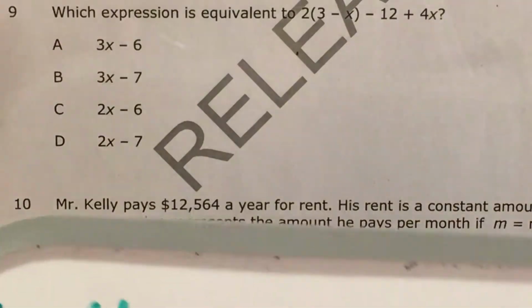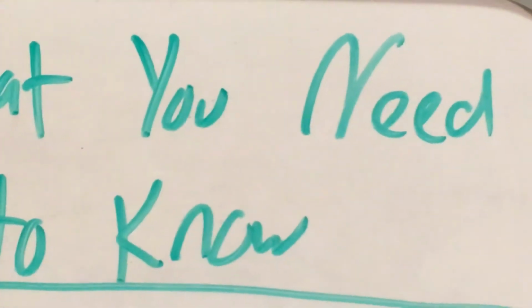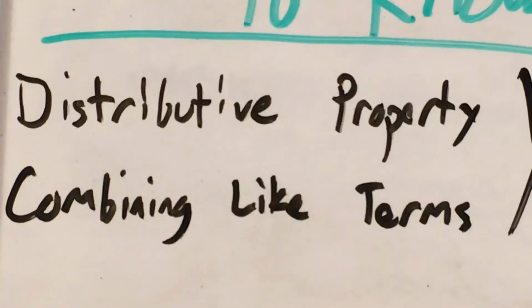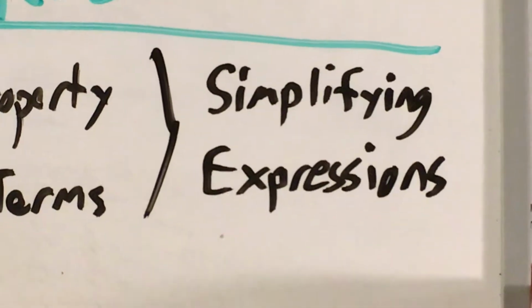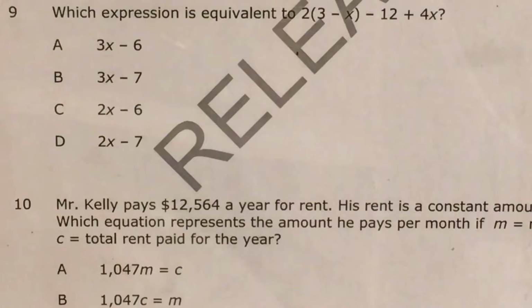And the way we're going to make it through is that we'll need to use the distributive property and combining like terms, both of which are skills that fall under this umbrella of simplifying expressions, and that's what this whole question is about. So let's go ahead and get started with the distributive property.